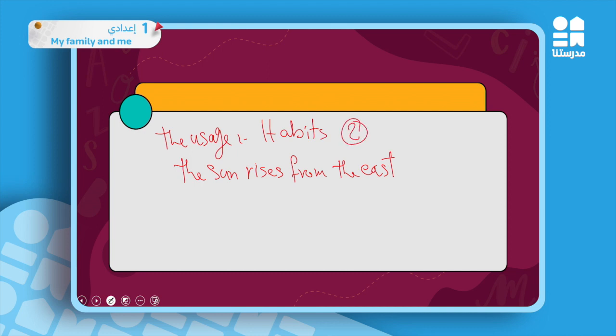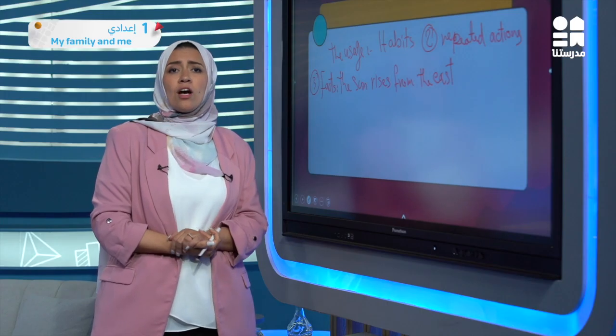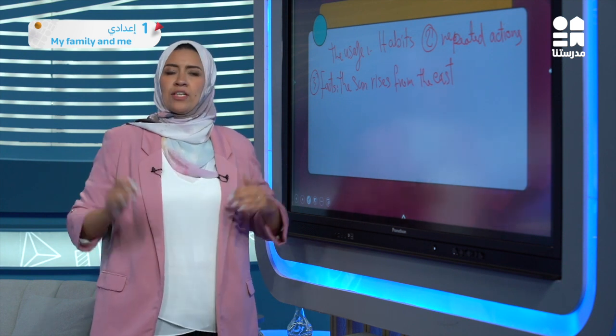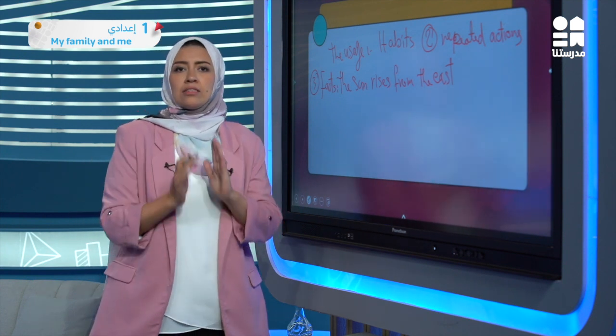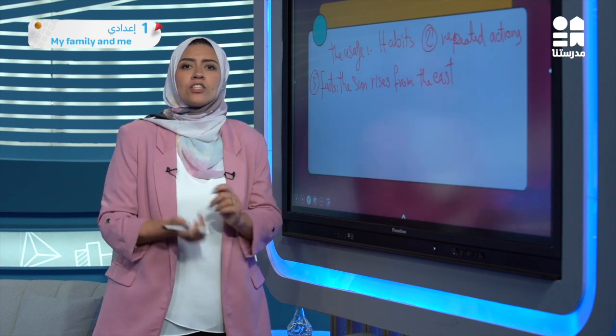2, repeated actions. 3, we have the facts, and we have the permanent actions. What is the meaning of the word permanent? Long-lasting actions, actions that don't change easily.